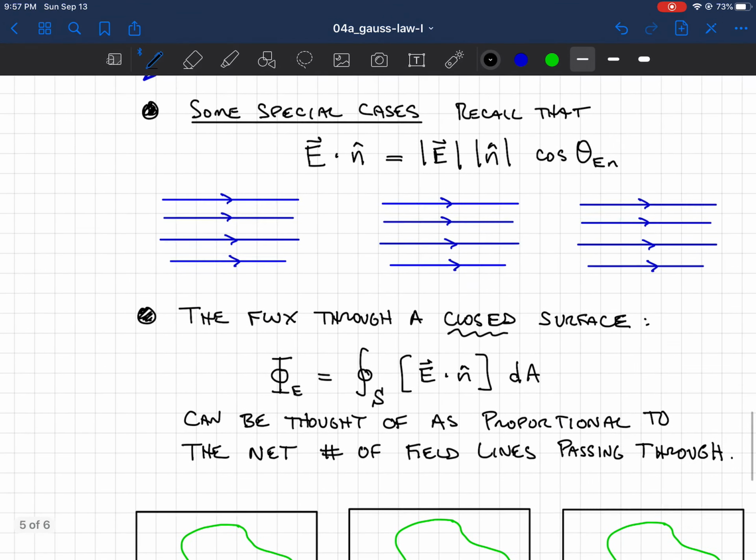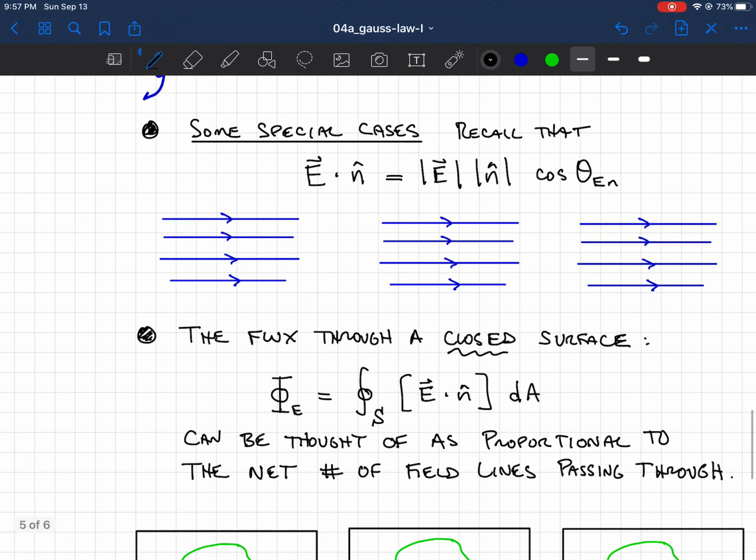So let's look at some special cases of what E dot n can be. I've just drawn an electric field that's parallel, that's uniform. And remember, electric field lines, their separation corresponds to the strength of the field. So if the field lines are always exactly the same separation, then that means that the strength of the field is the same everywhere. So this is a uniform field. And we could put a couple different surfaces there. So first, let's put a surface which is perpendicular to my field lines. So this is my first surface.